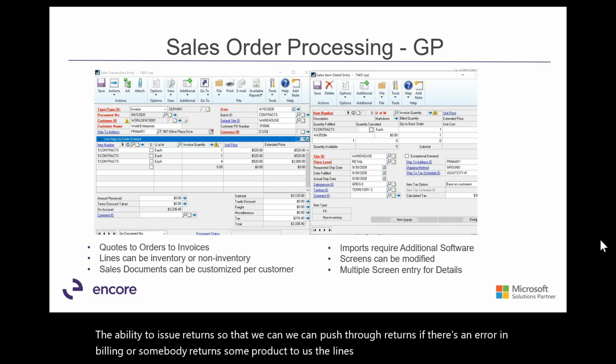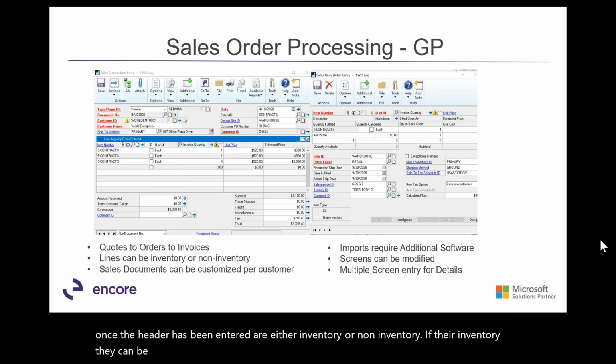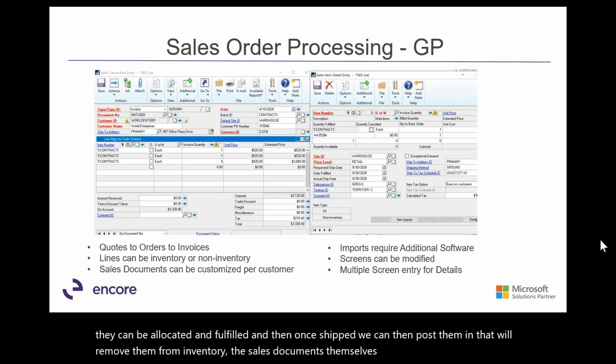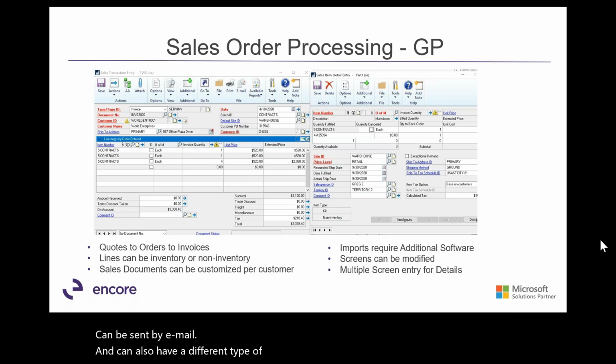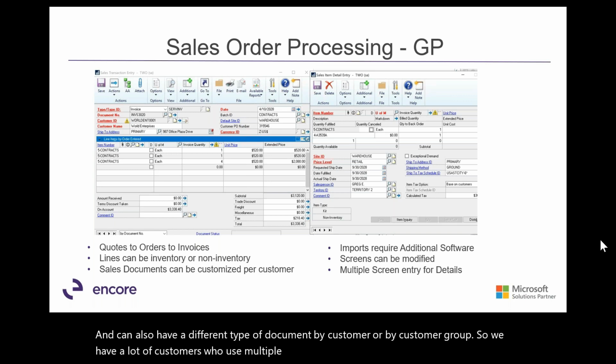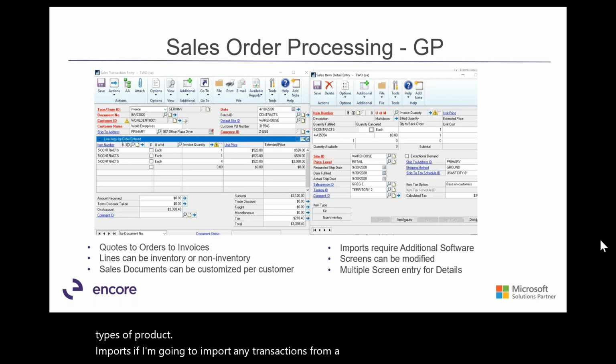The lines themselves on the actual invoices, once the header's been entered, are either inventory or non-inventory. If they're inventory, they can be allocated and fulfilled. And then once shipped, we can then post them and that will remove them from inventory. The sales documents themselves, the actual invoice document that gets sent to the customer, can be sent by email and can also have a different type of document by customer or by customer group. So we have a lot of customers who use multiple types so that they get different looks for different types of product.